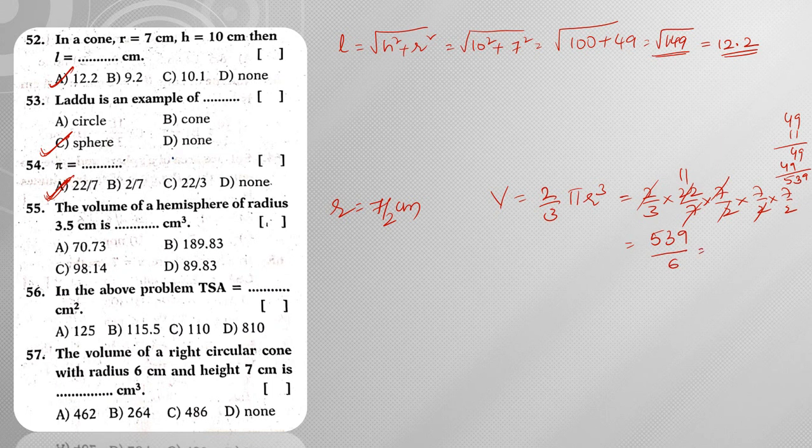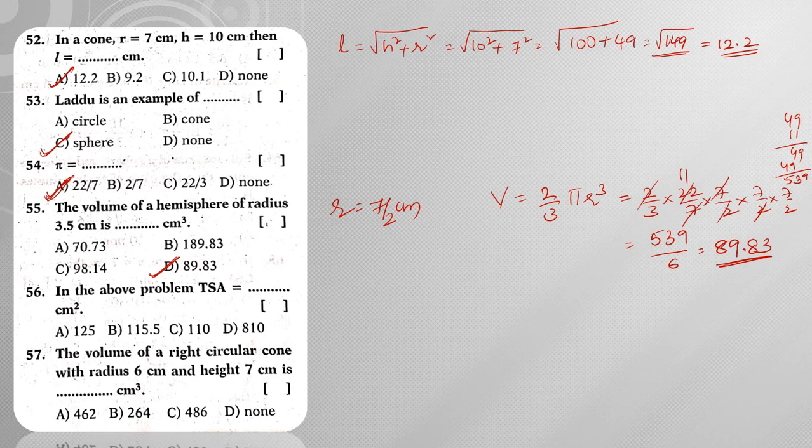So in the 6 table, 6 8s are 48, so I will be left with 5. So 59, 6 9s are 54, so again 5 is left over. So the answer is 89.83.